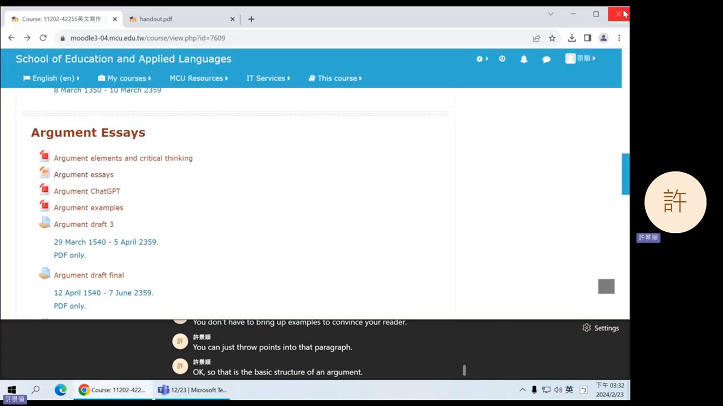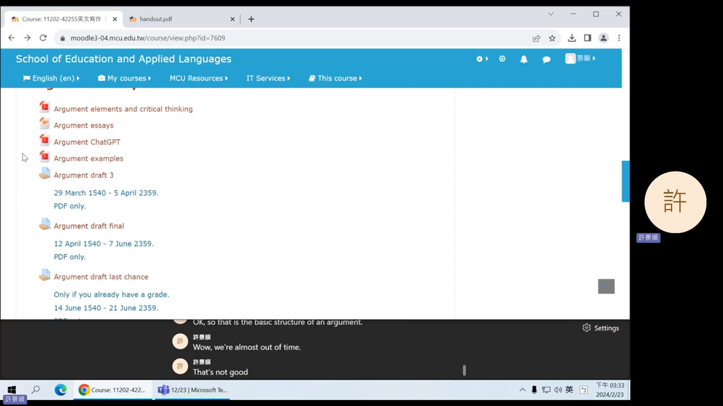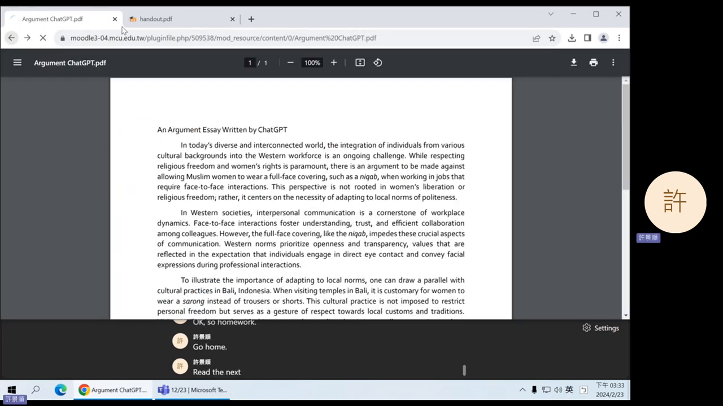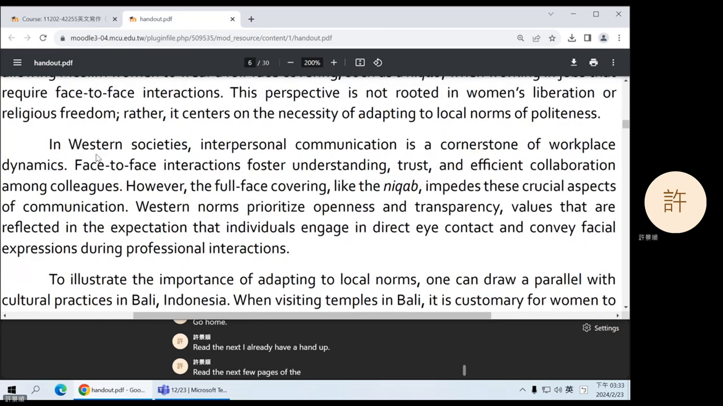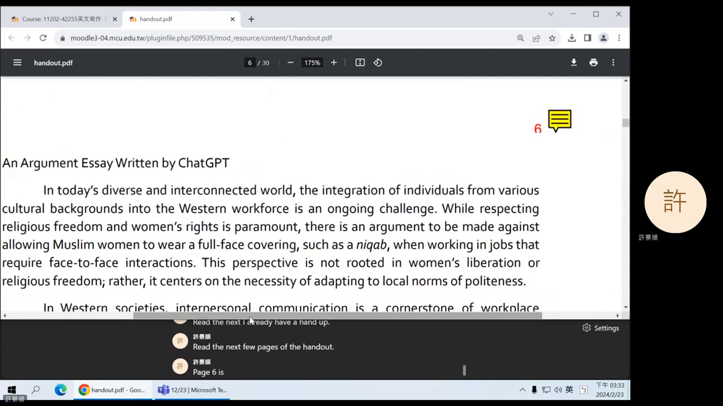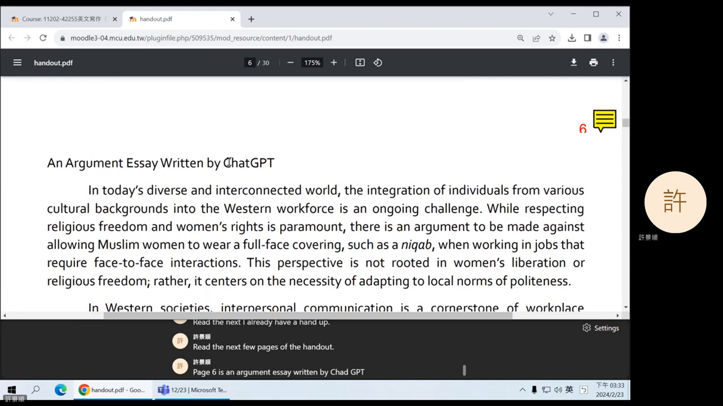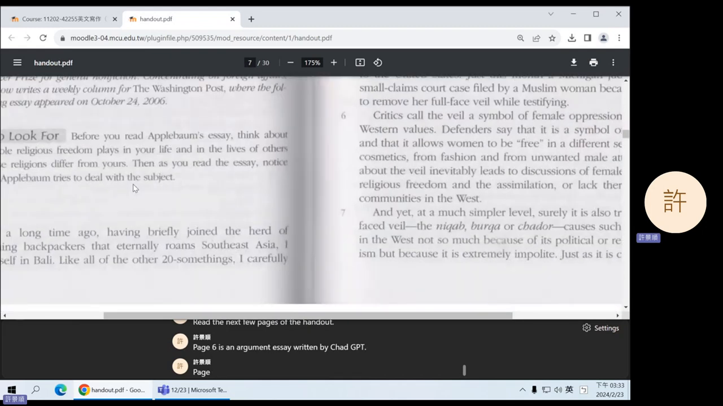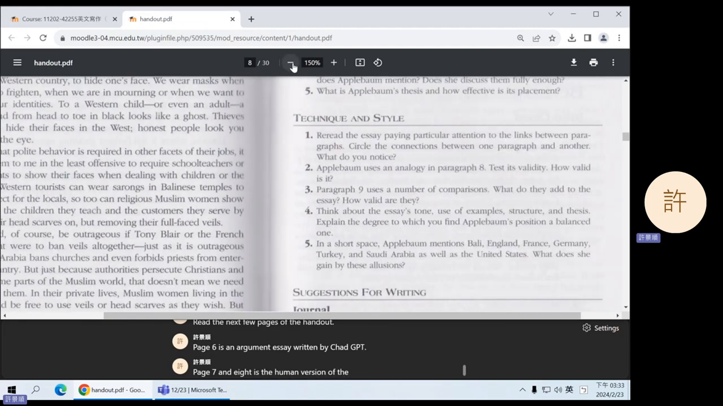Wow, we're almost out of time. That's not good. Okay, so homework. Go home, read the next, I already have a handout. Read the next few pages of the handout. Page 6 is an argument essay written by ChatGPT. Page 7 and 8 is the human version of the same argument essay.